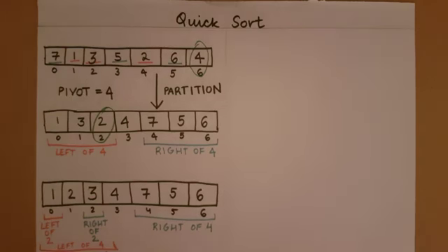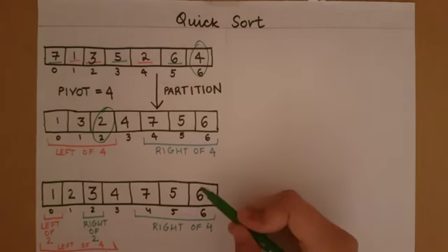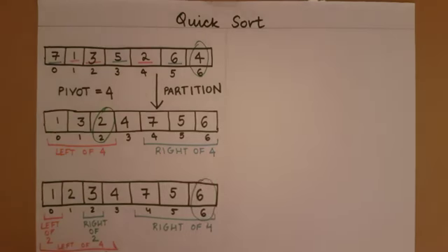So we can say that every element in the left of 4 has been placed in its correct position, or we can say that the left of 4 is a sorted array. Once we know that the left of 4 is a sorted array, we must apply the partition algorithm to the right of 4. When we apply the partition algorithm to the right of 4, we will choose the last element of the right of 4 as the pivot. So over here, the pivot is going to be chosen as 6.